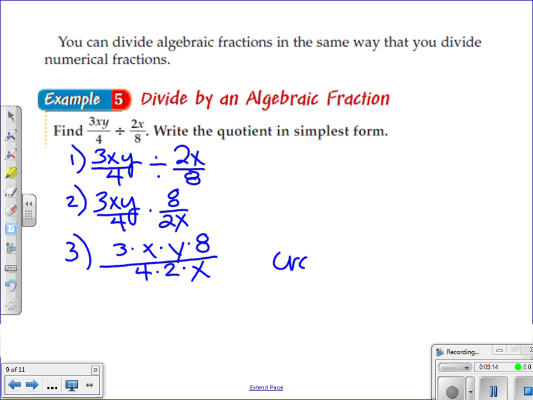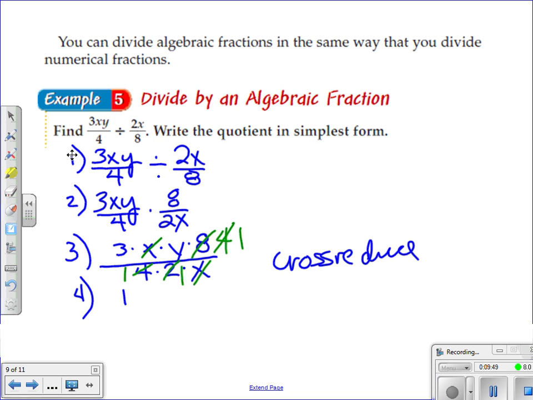Okay, now we're going to cross reduce. What will cross reduce? Well, the x's will cross out. The 2 and the 8 can cross out to be 1 and 4. I don't see anything else that we can cross out, so step number 4 will be to go ahead and multiply. 3 times 4 is, oh, just kidding, Mrs. Clack, what did you miss? Anybody else catch that? This becomes 1 and 1.